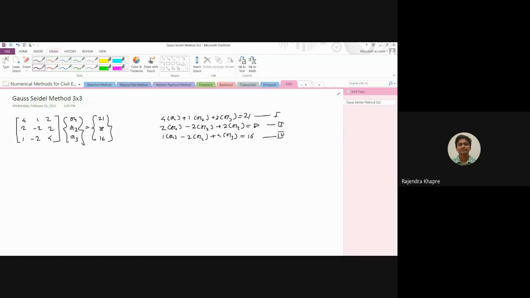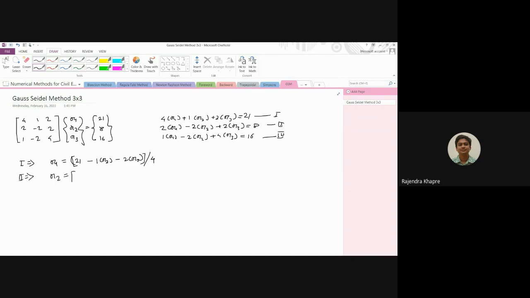So I can rewrite equation number 1 in the form of x1. If you rewrite equation 1 for x1, it will be, first of all, 21 minus 1 times x2 minus 2 times x3, the whole thing in a rectangular bracket, divided by 4. Is it okay?